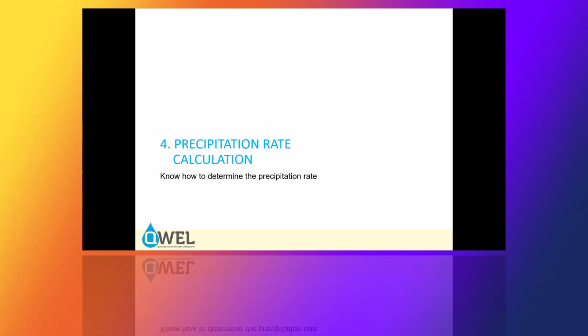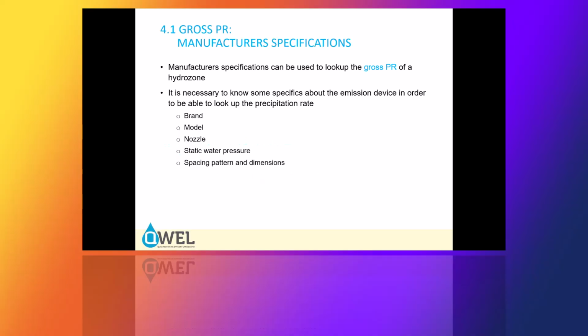All right, so how do we calculate precipitation rate? Gross PR from manufacturer specifications. Similar to what we learned about in section 5, we can use the manufacturer specifications for both overhead sprays and drip lines. So we can look up the gross PR of a hydrozone. It's necessary to know some specifics about the emission device in order to look up the precipitation rate. So we need to know the brand, the model, the nozzle, the static water pressure, and spacing pattern and dimensions. These are all things we need to know to figure out what the gross precipitation rate is.